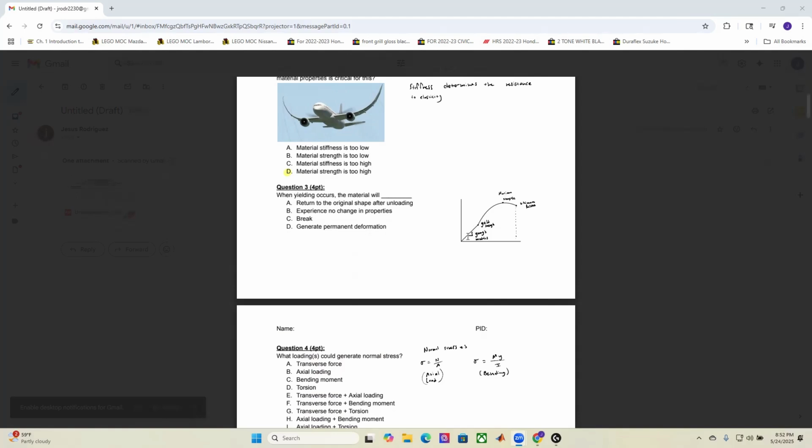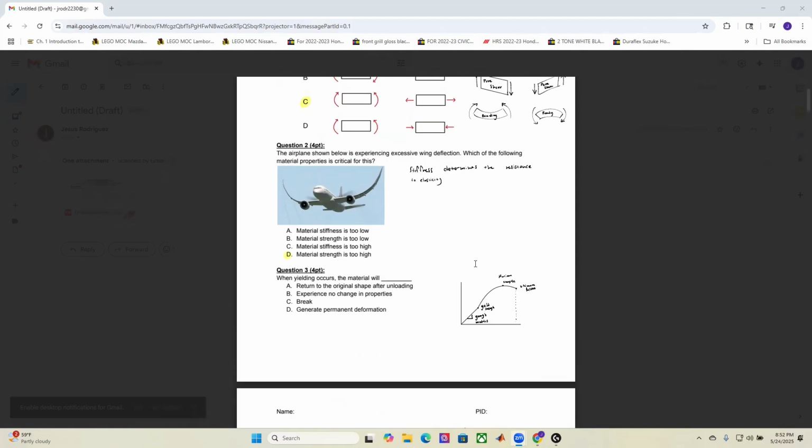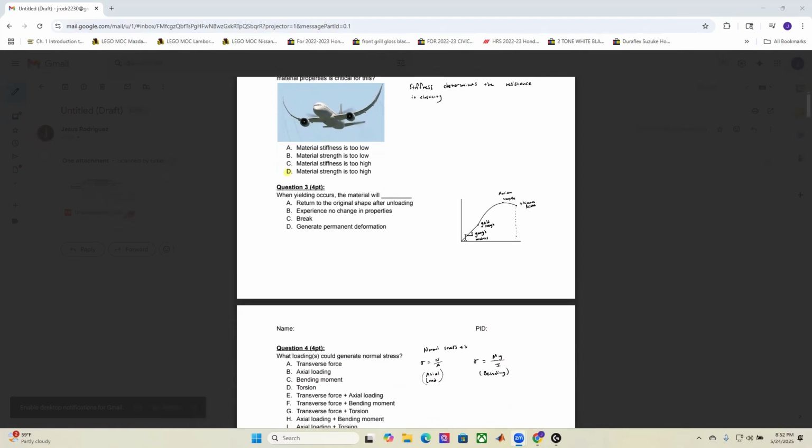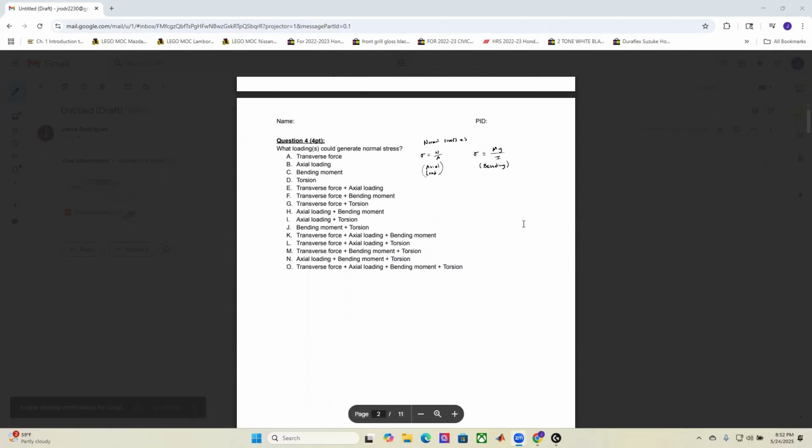Because if it's somewhere within the Young's modulus, it can possibly return back to its original state. But once it reaches the yielding, so it says when yielding occurs, it's already past that Young's modulus, so it will continuously deform from here on out until it finally gives out.